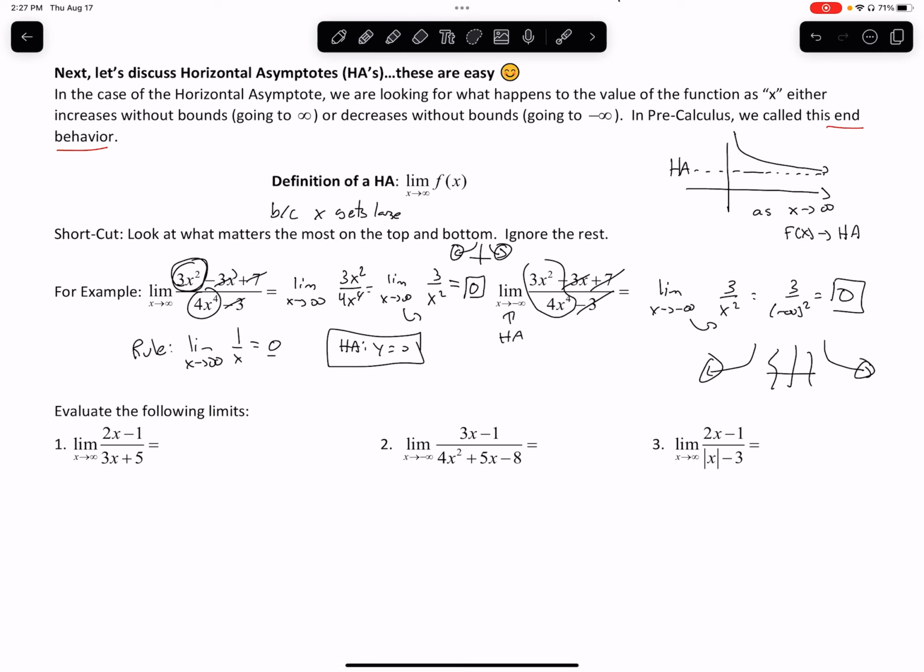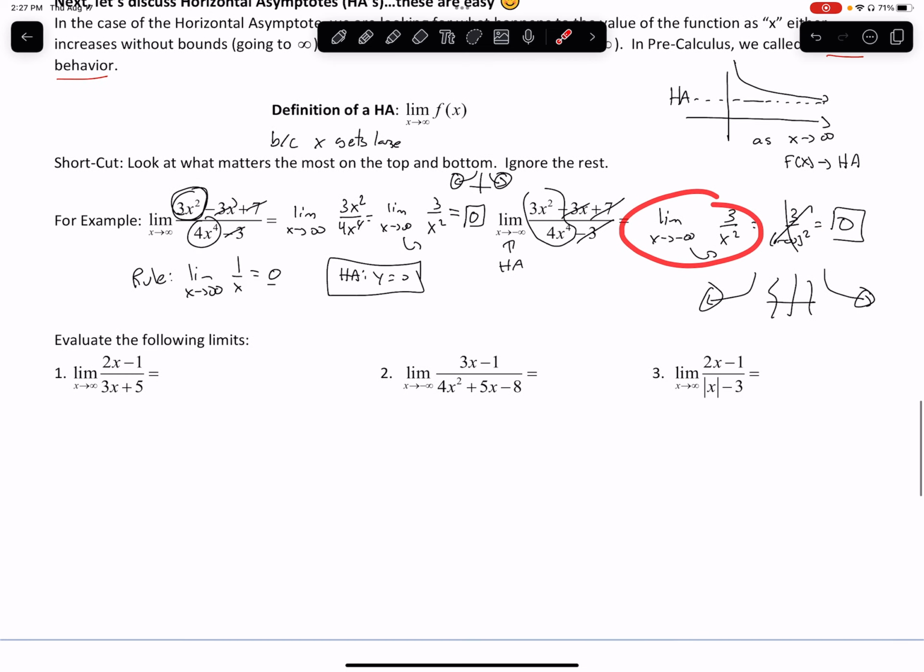And again, we don't want to write that right there. We just want to go straight to 0. Don't do this. AP can mark that wrong. But very easy to do. So let's try number 1 here.